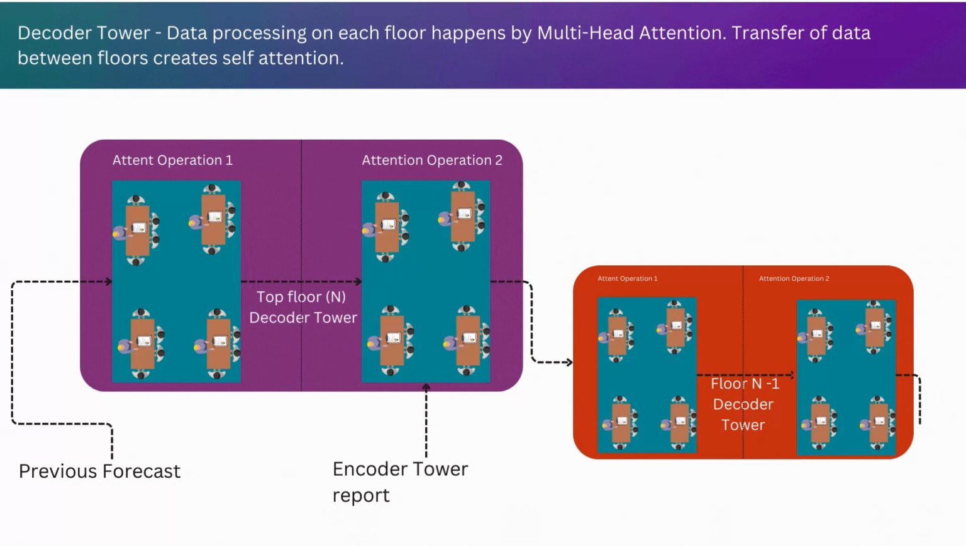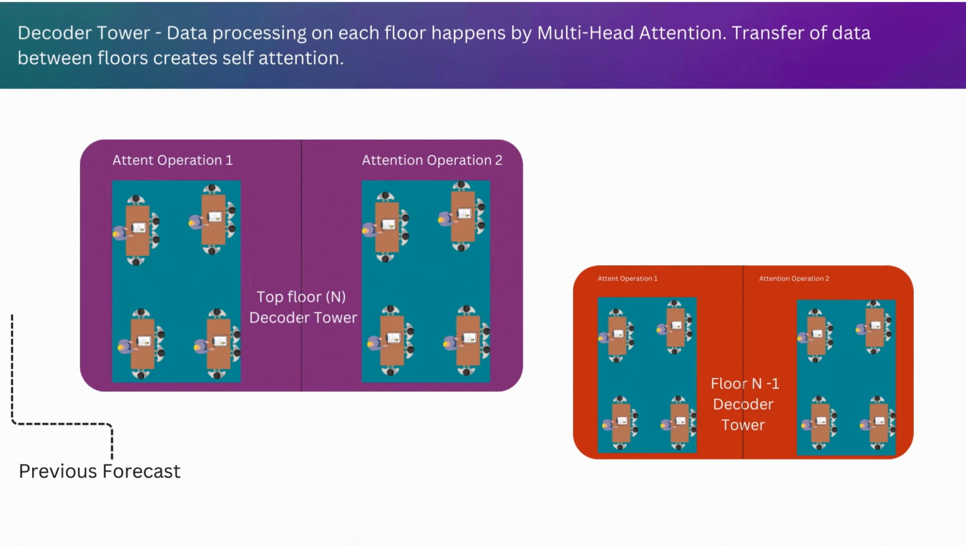That group of scientists will send over that report once they've manipulated that previous forecast and identified patterns there that might be relevant. They'll send over that report to the second group of scientists in the second attention operation. That second attention operation also receives some input from the encoder tower. So that's where that comes in.